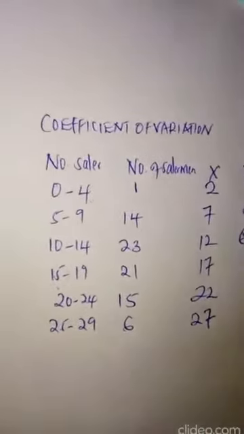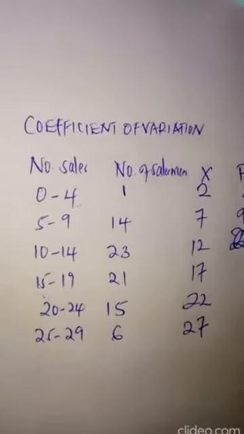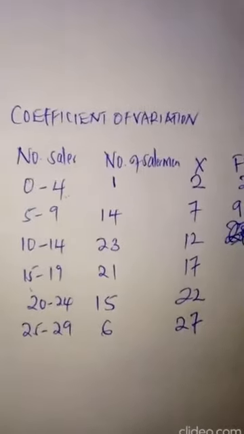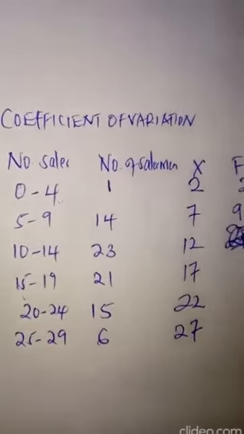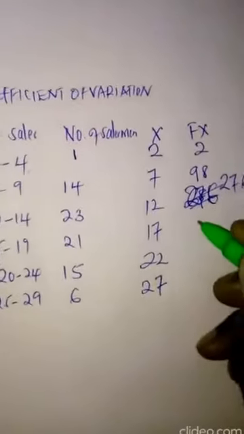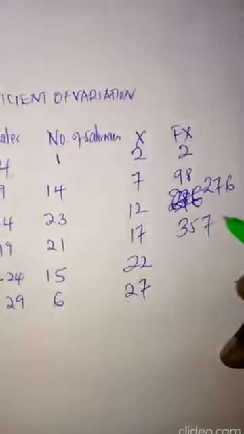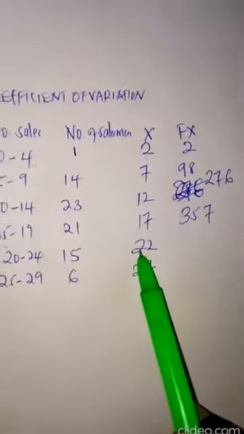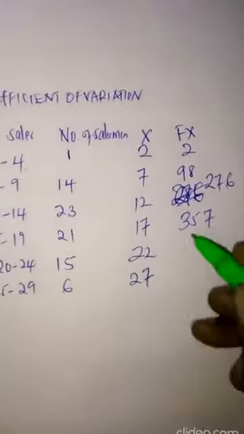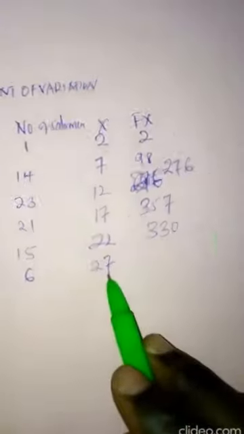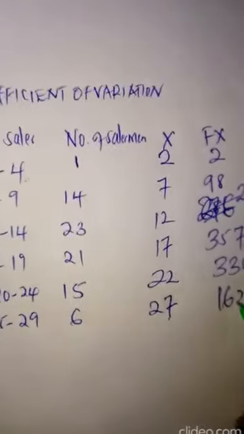This is actually 357, not 276. Then we have 15 by 22, you get 330. And then finally we have 6 by 27, which gives you 162.